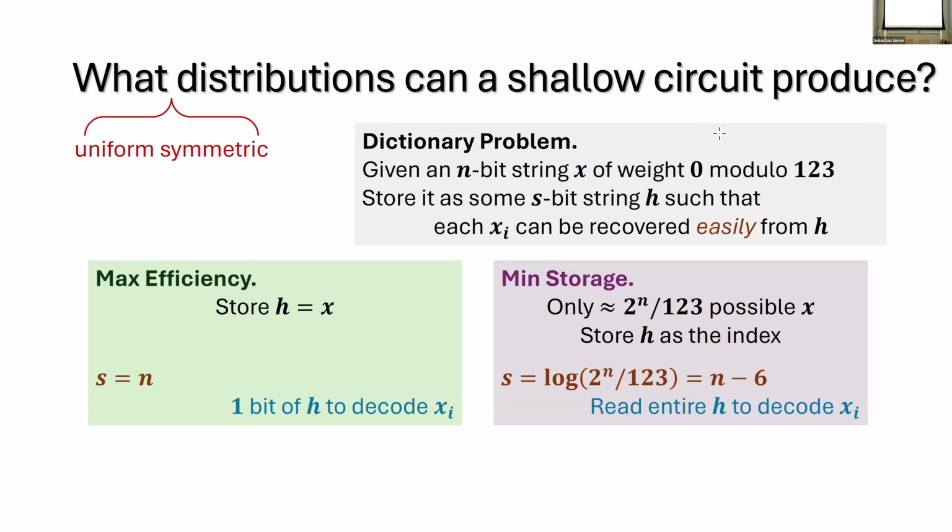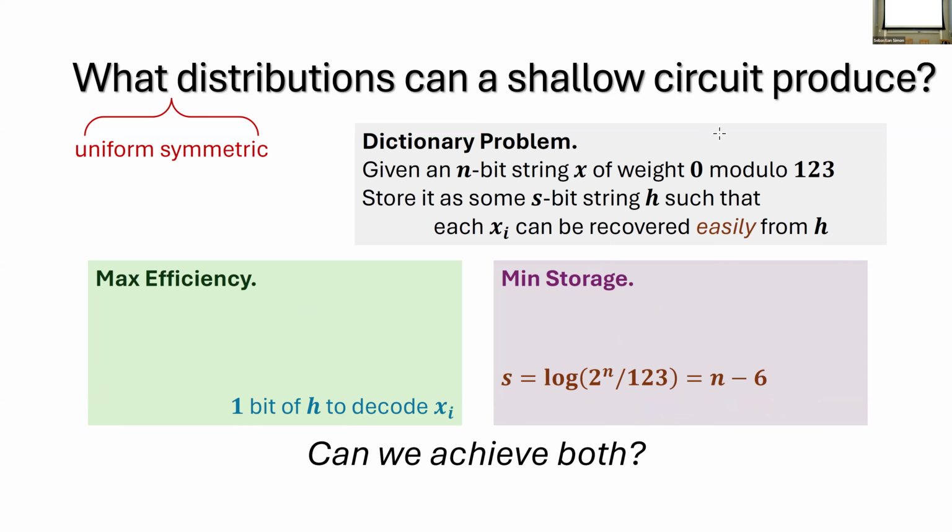However, if you just want to know the ith bit of x, it still seems hard by reading a small number of bits from your data structure, because this data structure is compressing so much information that you cannot easily extract the ith bit of x. So this is the price of minimizing the storage.